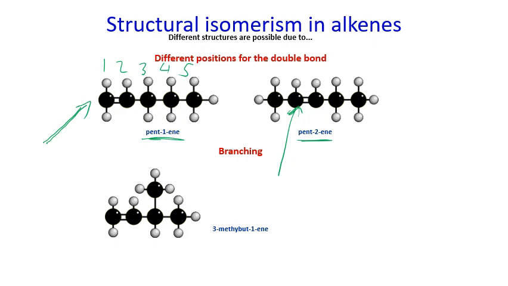And you can also have branching. So there's 1, 2, 3, 4 carbons. The lowest number for the double bond is carbon number 1. So it's going to be but-1-ene, because 4 carbons is the but prefix. And on the third carbon, you have a methyl group. So it's 3-methylbut-1-ene.